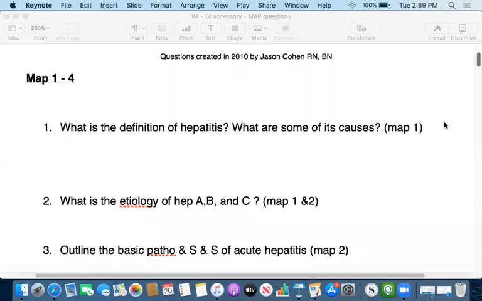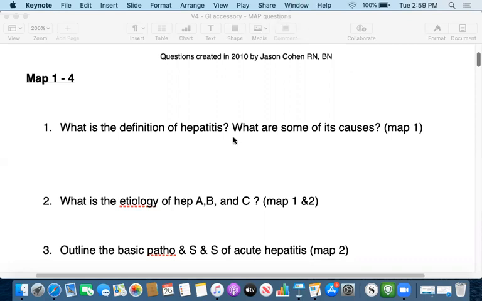Welcome to Variations 4. This is the gastrointestinal accessory organs unit. In this chapter, or rather video, we'll be covering questions 1 to 5 as we begin our look at acute hepatitis. So what's the definition of hepatitis?